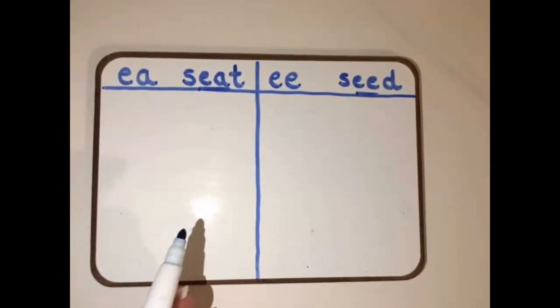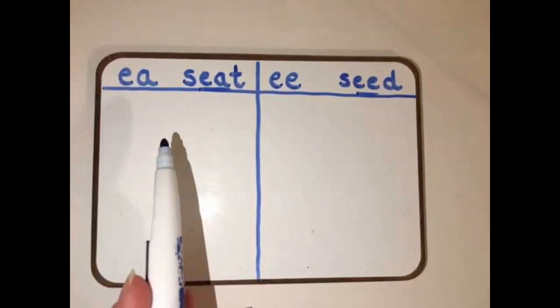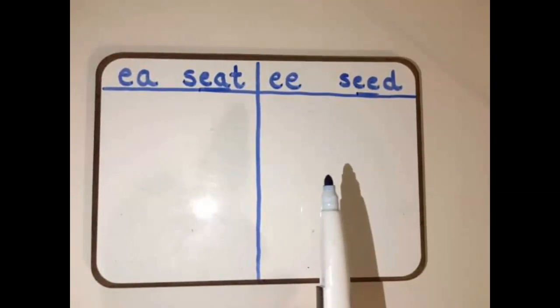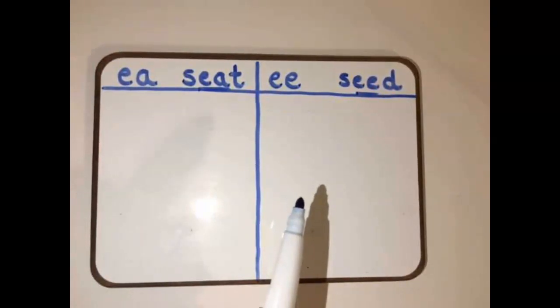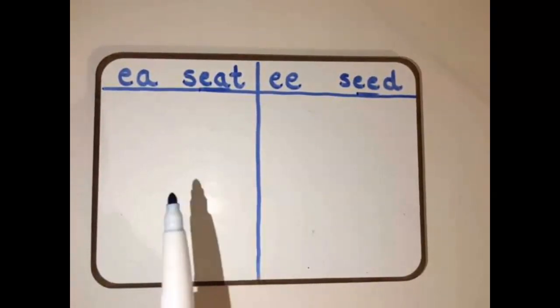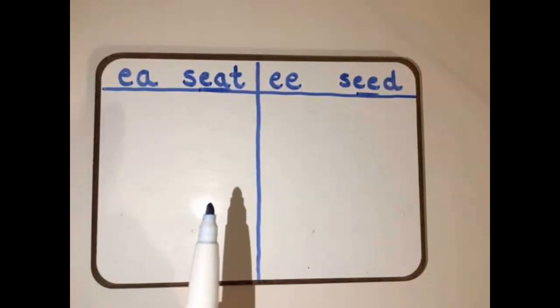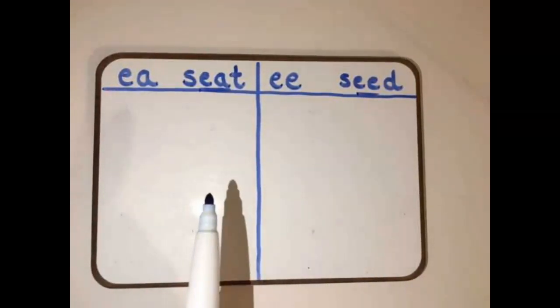All right, so I'm going to give you some words, and I want you to see if you can figure out, do they go on the EA side? Is it EA that's making the E sound in the word? Or do you think that they go on the EE side? Is it EE that's making the E sound in the word? So I'll give you a word, and you can try it on both sides of the board to see which one looks correct to you. Okay, so your first word is need. I need to write down my words. Need. So pause the video and try it and see if you can figure out which side it goes on.